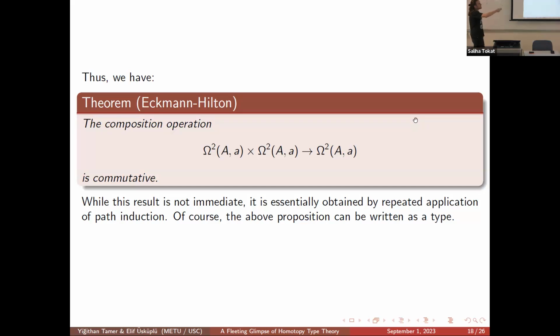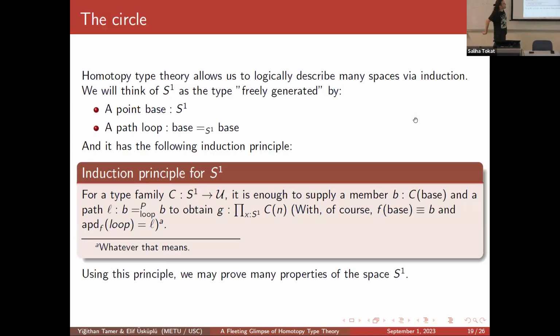Now, the result is not immediate, but it's very easy. You use path induction, like, I don't know, 5 times, 10 times, something like that. I'm not going to talk about this in detail, but we can logically describe spaces, right? Like we've described what a fibration is. Given a space, you can look at its fibrations and so on. But we can actually describe more.